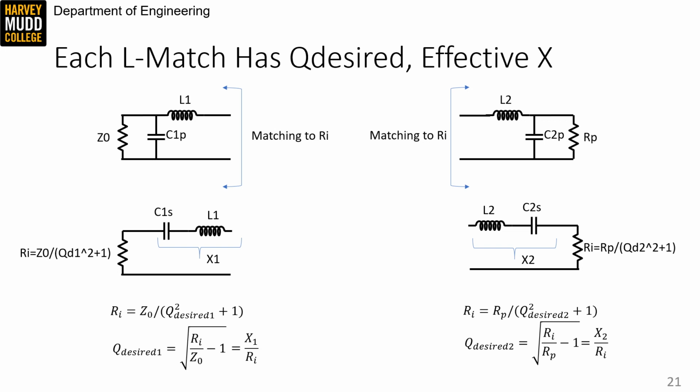We define the series L and C on both sides to be some reactance, x1 or x2, which means that each L match looks like an individual component. It's a resistance in series with some reactance. That means we can specify a component Q for each L match as either x1 over Ri or x2 over Ri. So now we have two different expressions that both equal Q desired. I've left off the equations for transforming the capacitors from parallel to series, but that should be done as normal. Also as normal, if the Q desired values are high, then CS is about the same as CP.